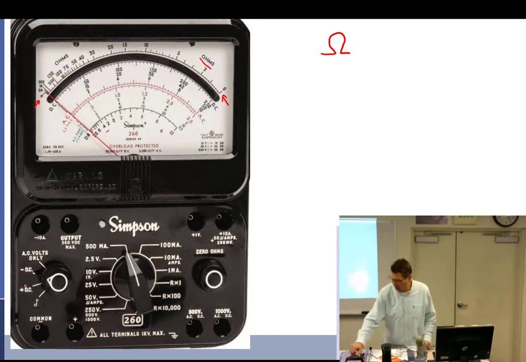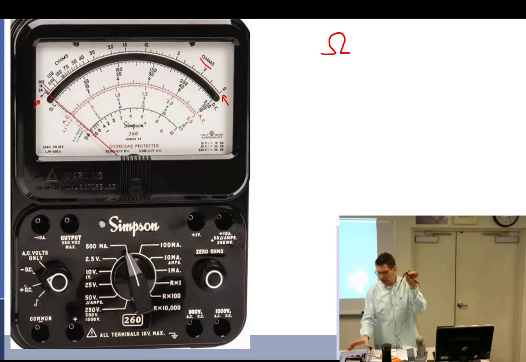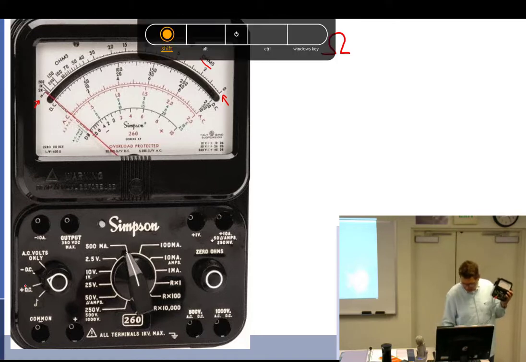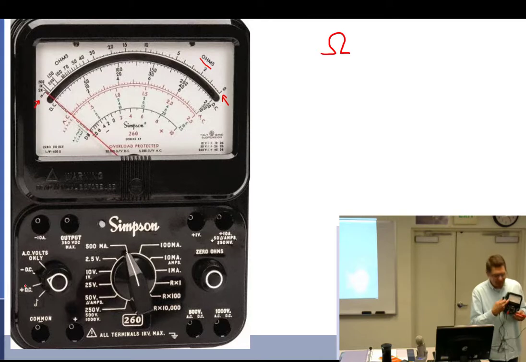So if I've got it on the R times 1, I have to calibrate it. And the way I calibrate it is I'm going to connect these 2 wires together. And when I connect them, this scale should measure out to 0. Well, see, it's all the way over one way and now it comes up, and it should go to 0.